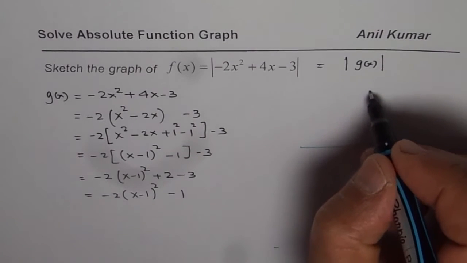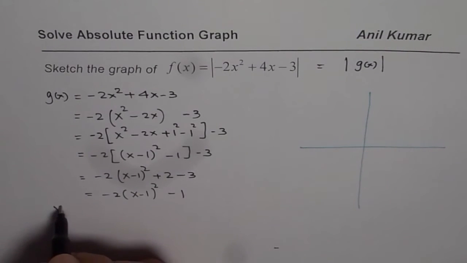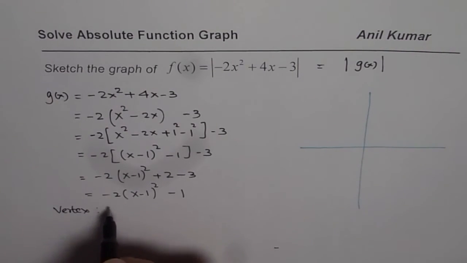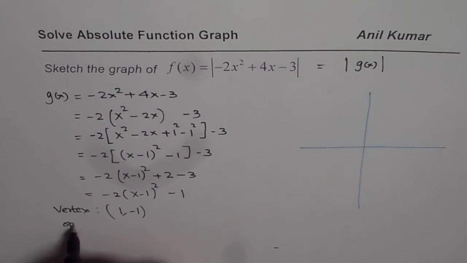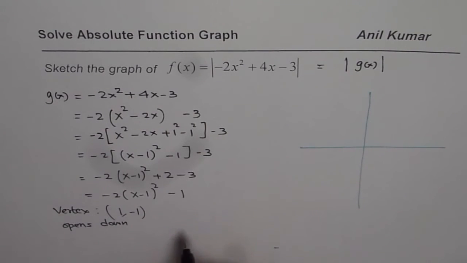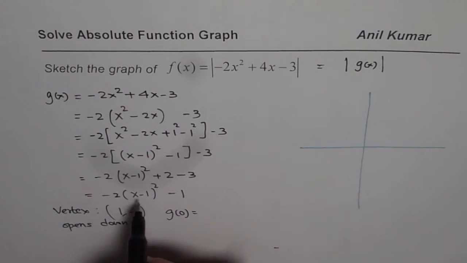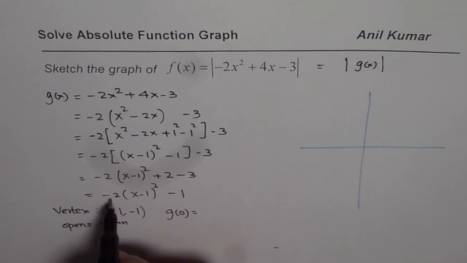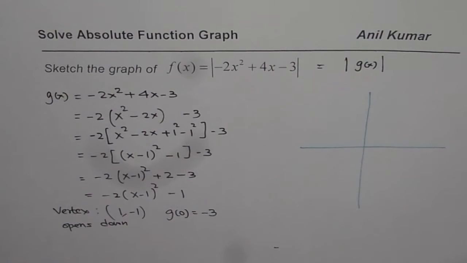We can roughly sketch the graph here. So what we know here is the vertex is at 1, minus 1. That is the vertex. It opens down, right? And the y-intercept, that means g of 0, will be, if I substitute 0 here, I get 1 squared minus 2 times 1 is minus 2. Minus 2 minus 1 gives me minus 3, right? So that is the value.